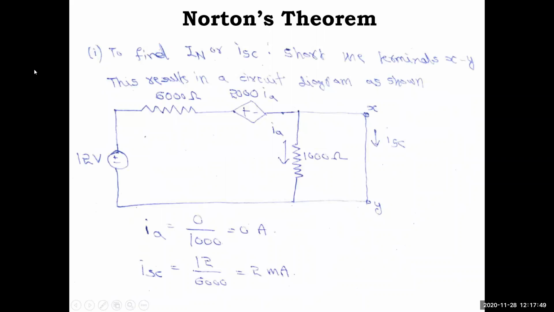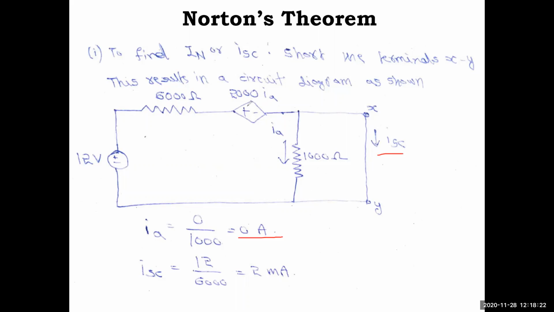The first step is to find IN, or ISC. So we'll short the terminals XY and show an ISC now. We need to solve now. Looking at this, as I told you previously, a resistor in parallel with a short circuit means this branch does not have any current, because according to the current division rule the resistance is 0, so the current is 0. That's why the IA value is 0 by 1000 amps, equal to 0 amps.